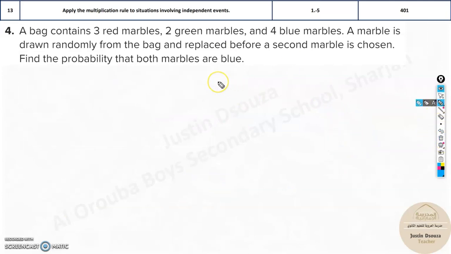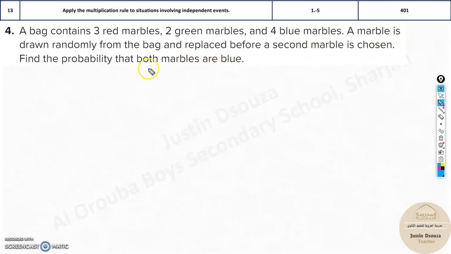Okay, we will do this one, the last one over here, because then they are all similar. A bag contains 3 red marbles, 2 green and 4 blue marbles. A marble is drawn randomly from the bag and replaced before a second marble is chosen. This is very important: replaced. Let's read the problem first. Find the probability both are blue marbles.